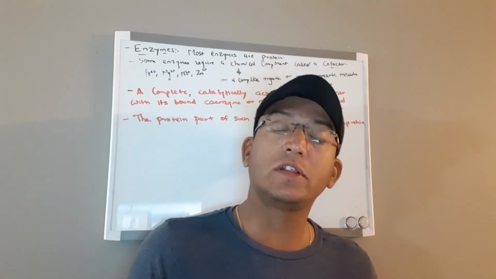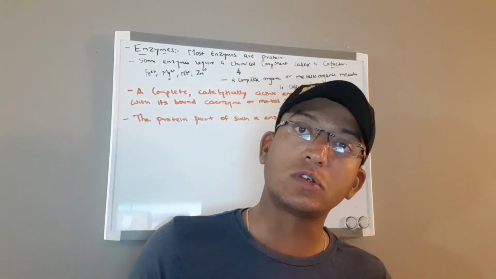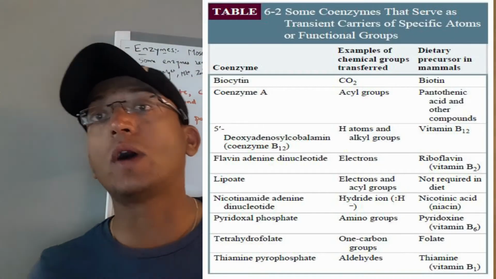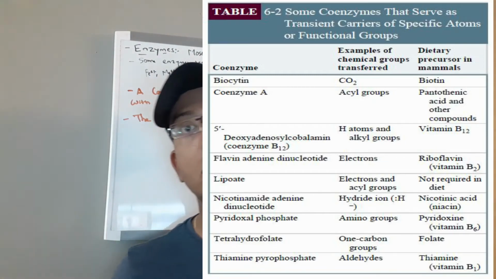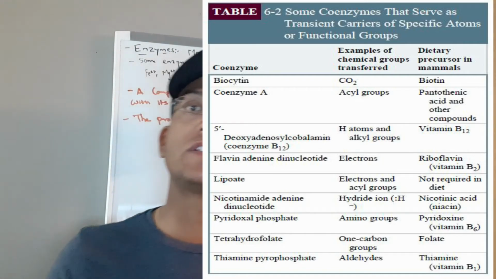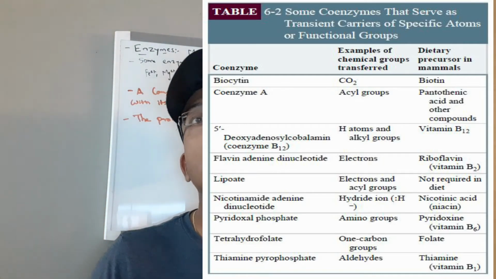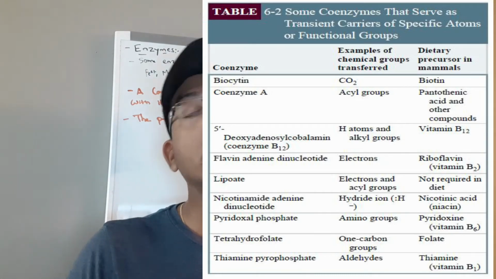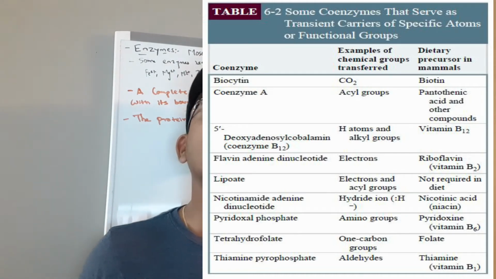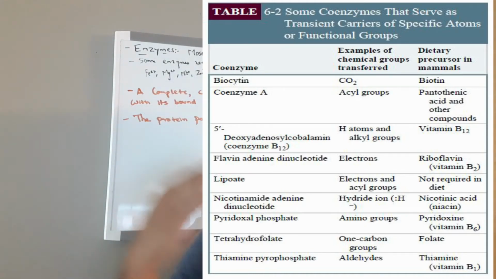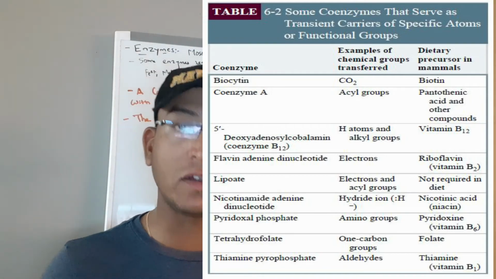In the other table, you will see some coenzymes that serve as transient carriers, as I mentioned, of specific atoms or functional groups. As you can see, the coenzyme biotin transfers carbon dioxide, and the dietary precursor is biotin. Another common one is vitamin B12, and the coenzyme is 5-deoxyadenosylcobalamin, that's coenzyme B12, and it transfers H atoms and alkyl groups.